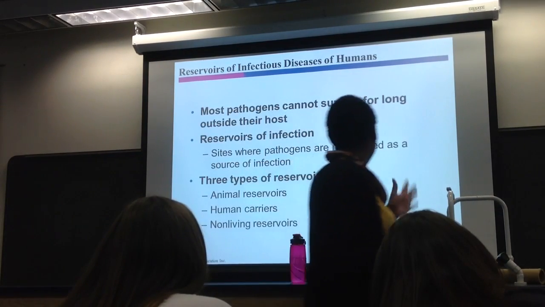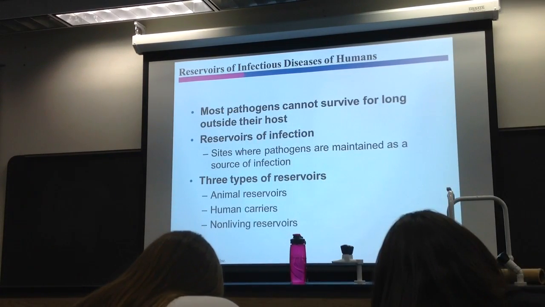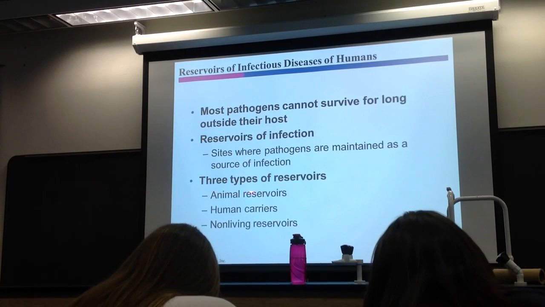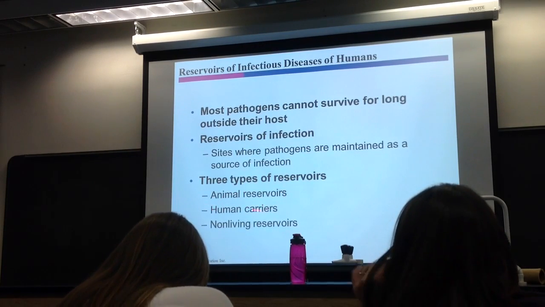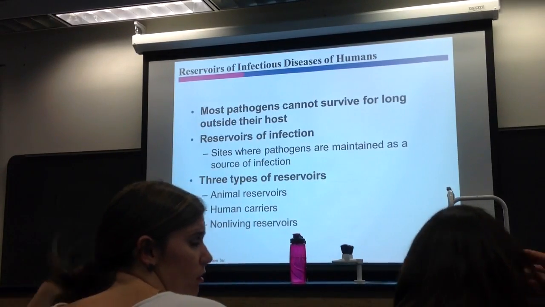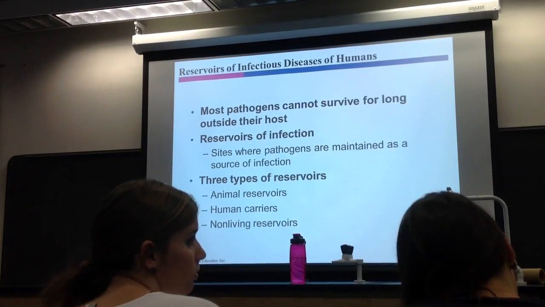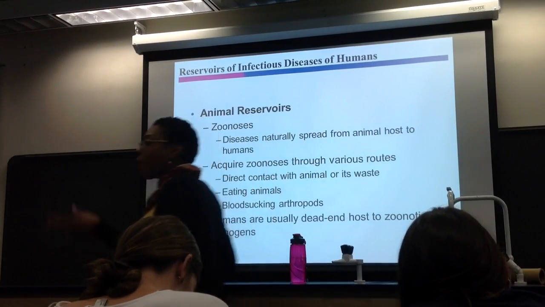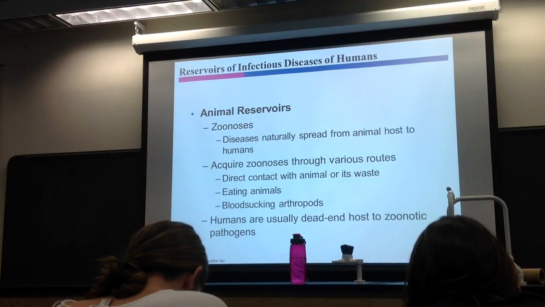Now, I've given you 3 examples of reservoirs, and I believe on your test review I sent out this morning, they're on there. Okay, we'll talk about animal reservoirs, human carriers, and non-living reservoirs. Again, these are just hot spots, right? Or pathogens. Where are they hiding out before you acquire them? Okay. Let's talk about animal reservoirs, okay?